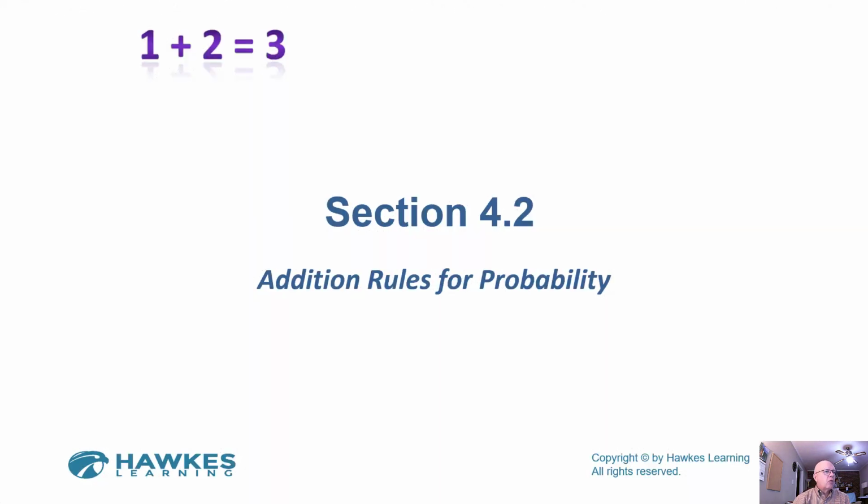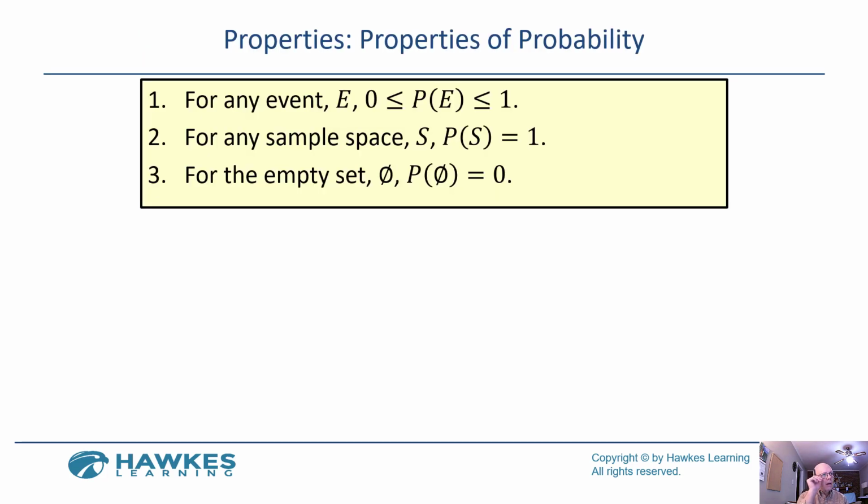Welcome back. We're in the second section of probability, and we're talking about the addition rules tonight. Some properties to take a look at. Any event, and that can be outcomes, a subset of outcomes, or the sample space. Remember, any event has a probability between 0 and 1 inclusive.